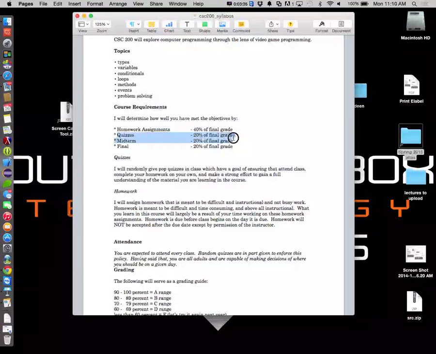That's 20% of the grade. Realistically, there shouldn't be any reason why all of you can't have a 90% or better for that part of the grade. I don't want you to be afraid of quizzes. I don't design them to be hard. I design them to make sure that you're engaged in the class in some way. Midterm is 20% of your grade. Finals, 20% of your grade.